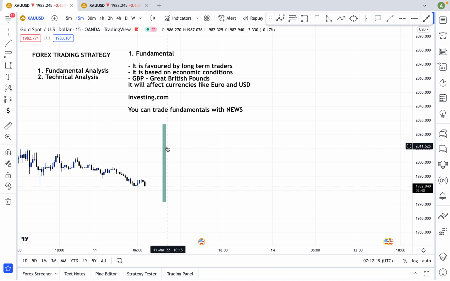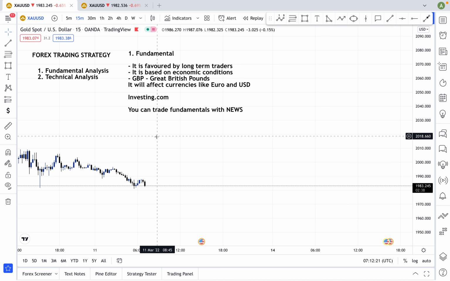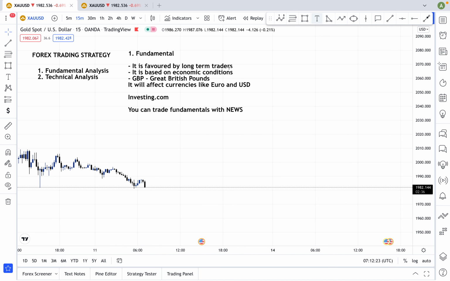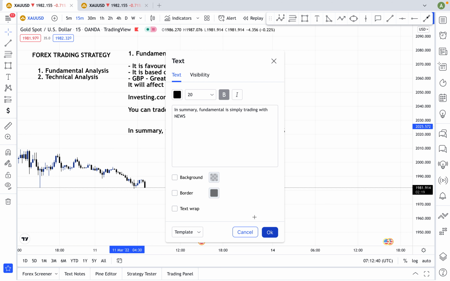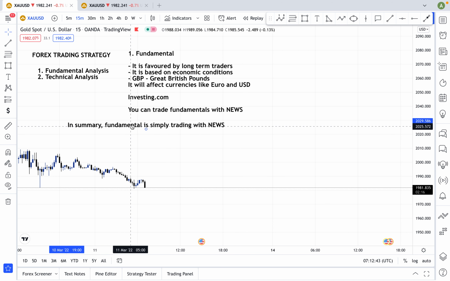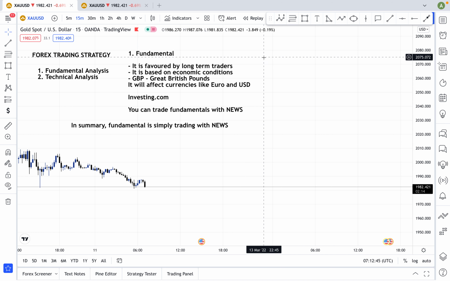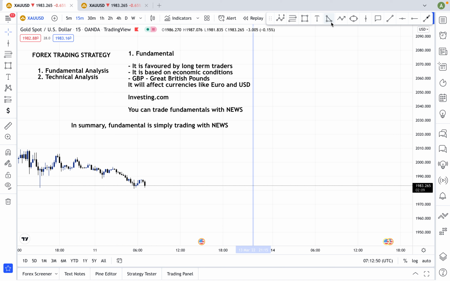The fundamental. So fundamental is simply trading with news. Let me just put it like this. In summary, fundamental is simply trading with news. That is the best way to just explain it. When you are trading pertaining to news, like a news comes up and then you are trading pertaining to that news. So let's go to technical analysis.